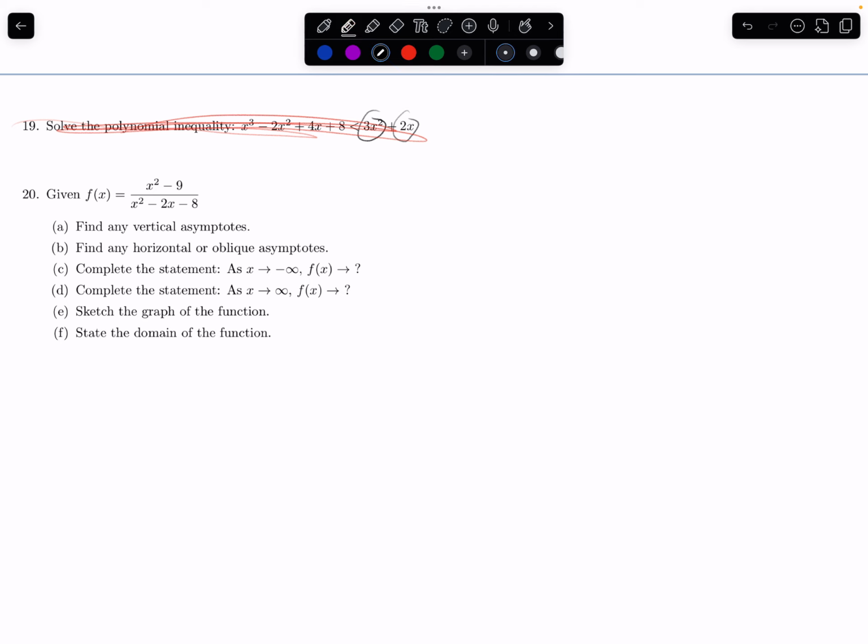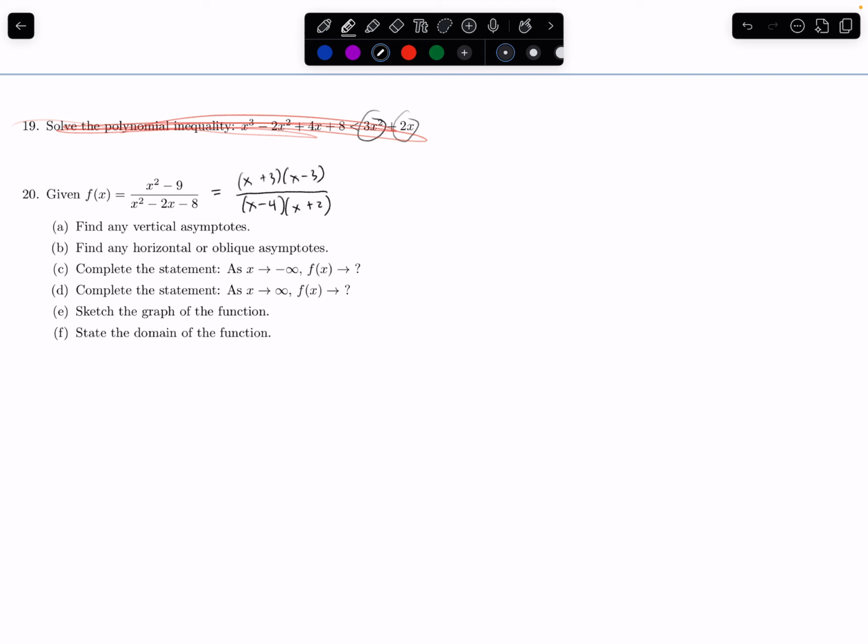Okay, so vertical asymptotes first. First thing is just to write this in factored form, and these are nicely factorable. X squared minus 9 is a difference of squares, x plus 3 and x minus 3. In the bottom, things that multiply to negative 8 and add to negative 2 are negative 4 and positive 2. So x minus 4, x plus 2.